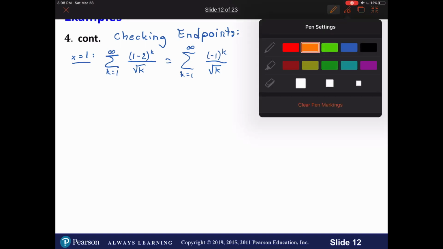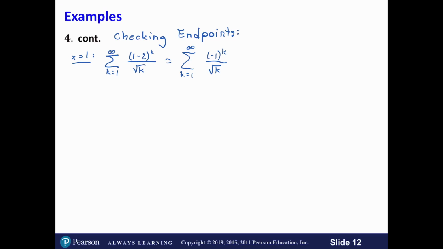So let's use the alternating series test. Let's define bk, since we already defined ak earlier. We're going to define bk to be 1 over the square root of k. And so we have to ask ourselves, is this series non-increasing, and is its limit equal to 0?